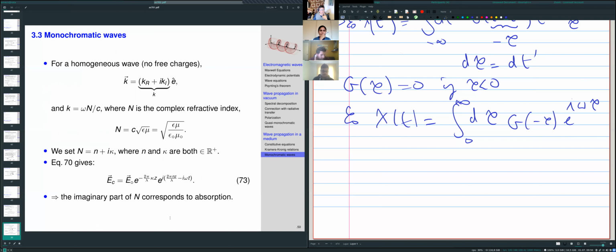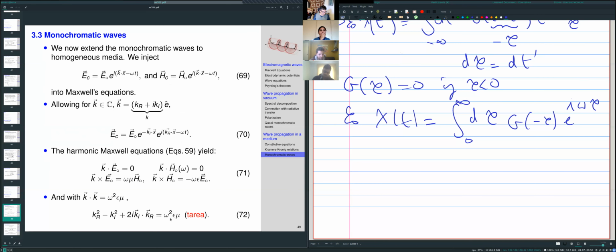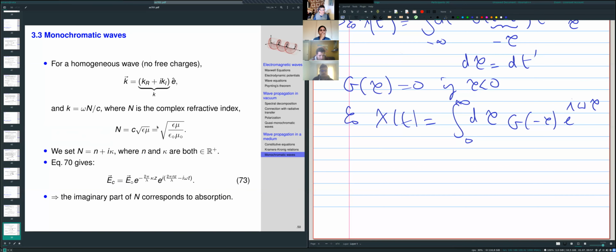So when there are no free charges, when rho, the charge density, is 0, then we can write K in this way. It's just that when there are free charges, then the electric field is no longer transverse. There is a component towards the direction of propagation. But we're taking the case where rho is 0, basically. The medium is neutral, okay?